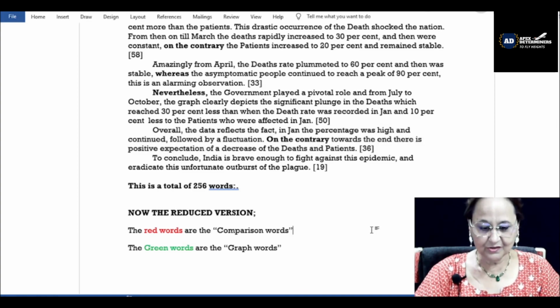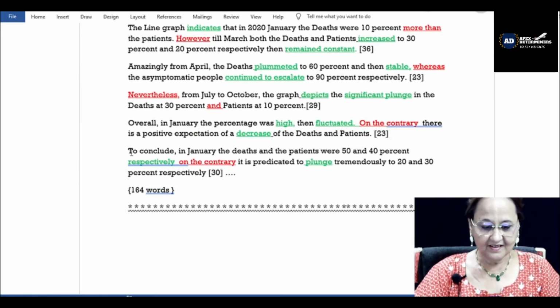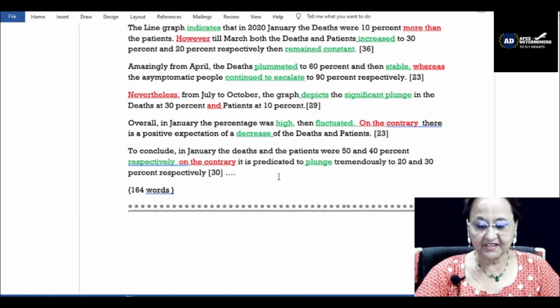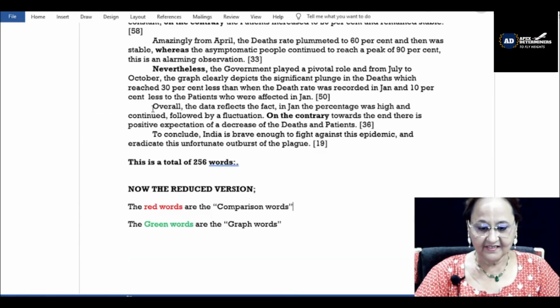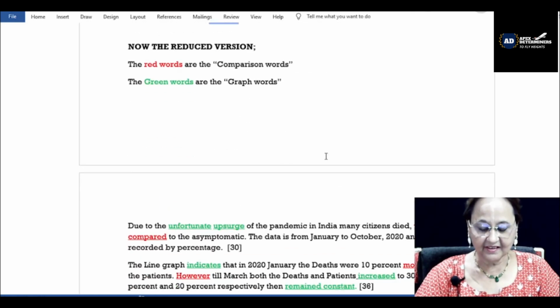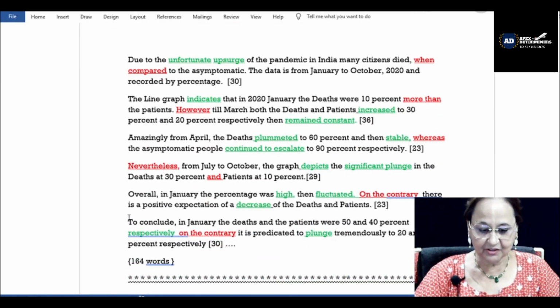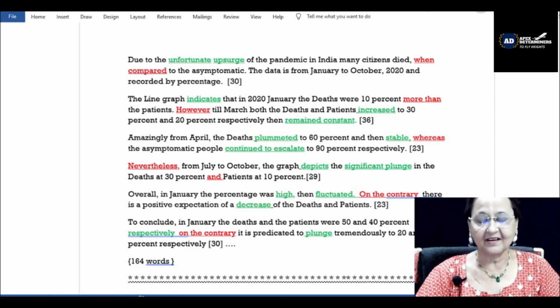Now, coming to the conclusion, what we have here: to conclude, in January, the deaths and the patients were 50 and 40% respectively. On the contrary, it is predicted to plunge tremendously to 20 and 30% respectively. And what we have here, this conclusion happens to be 19, but the conclusion here is 30 because we're giving a little more information about the entire graph.